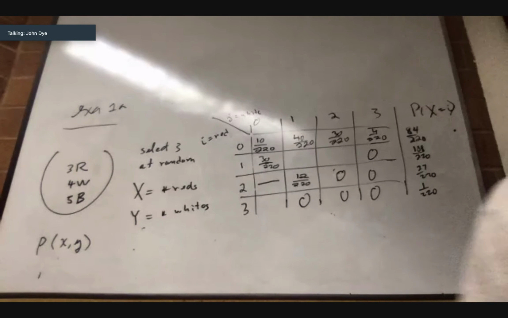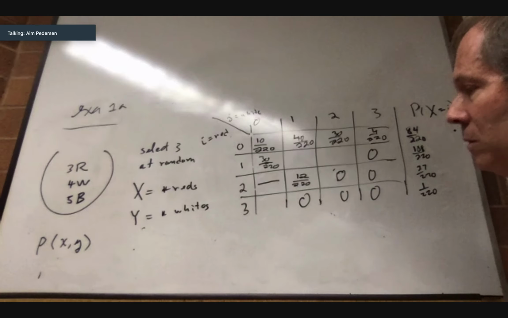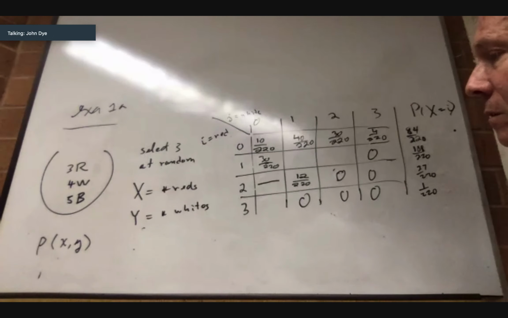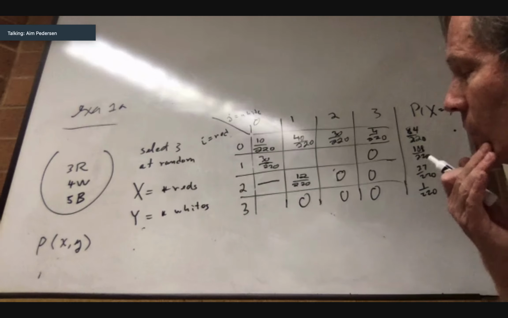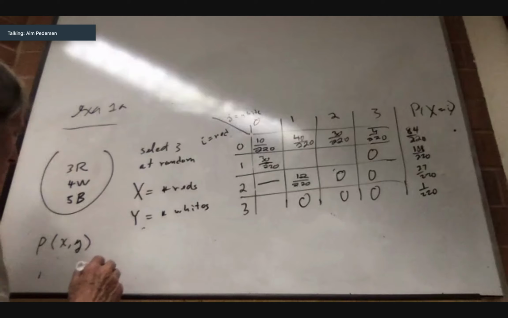If we're going to write the probability of x comma y, given x and y, or the probability that x equals i and the probability that y equals j, it is 3 choose i, 4 choose j, 5 choose 3 minus i minus j, all over 220.